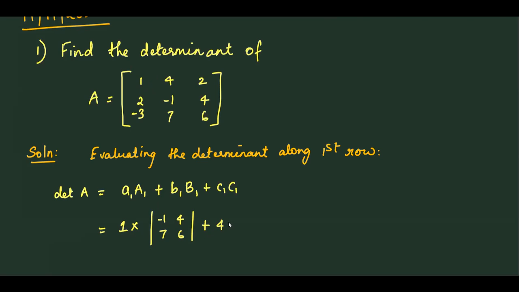plus the second element 4 into cofactor of the second element. It will be associated with a minus sign, very important, minus of. Remove the first row and the second column. You are left with 2 4 minus 3 6.